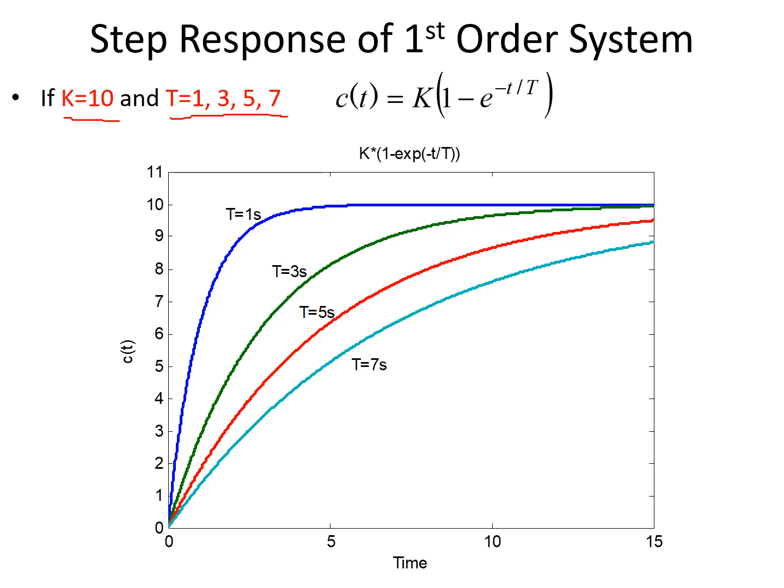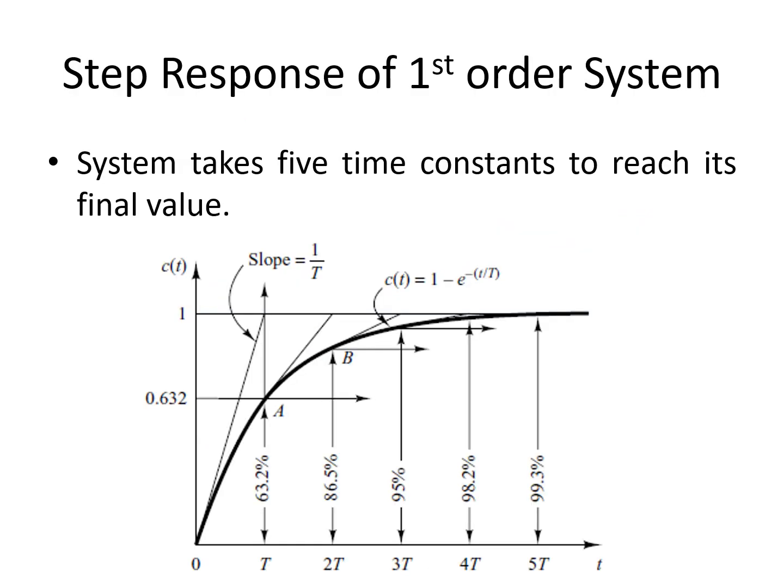And for T equal to 5, this is the type of the exponential response which we have got, which is highlighted in red color. And for T equal to 7 seconds, this is the response which is indicated in sky blue color. So you can see there is a variation in the response depending upon the value of T, even though DC gain is constant.